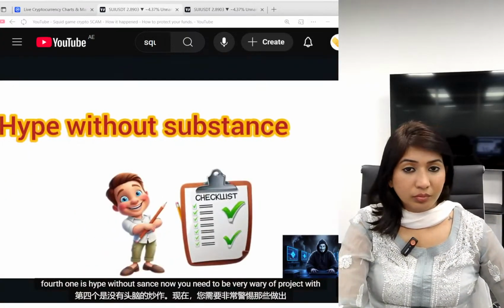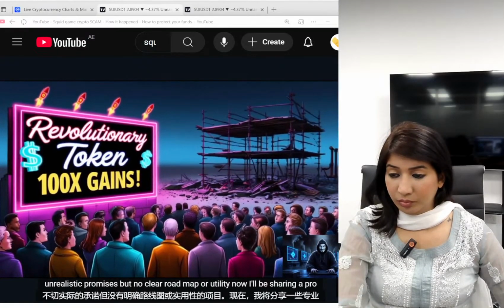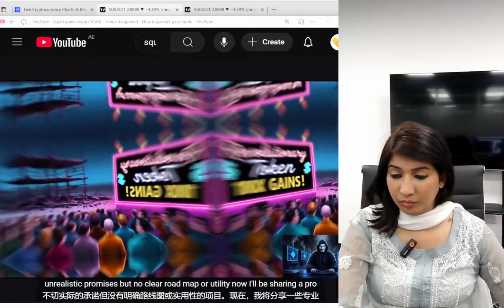Now the fourth one is hype without substance. You need to be very wary of projects with unrealistic promises but no clear roadmap or utility.